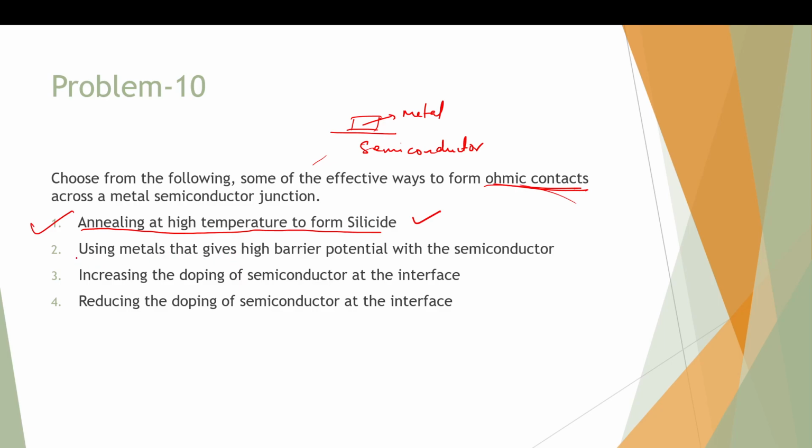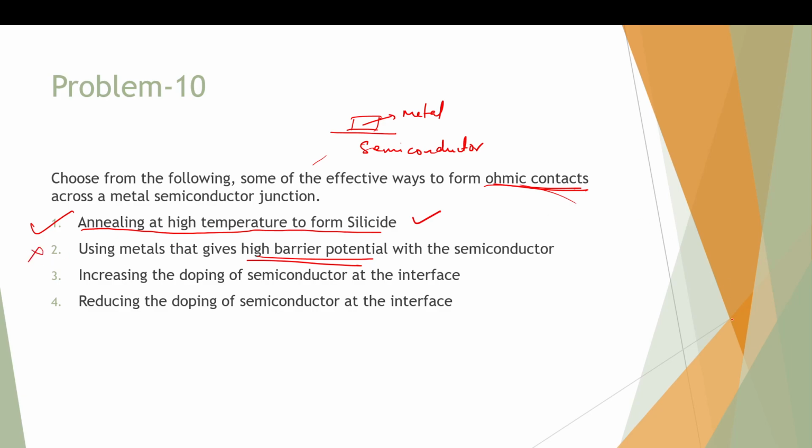Okay, 1 is correct. What about 2? In 2, using metals that give high barrier potential with the semiconductor. Why do we need a higher barrier potential? Can you explain? Usually, to get ohmic contacts, we want the difference in the work function to be low, right? Won't a high barrier potential actually make it more diode like? I don't think so.